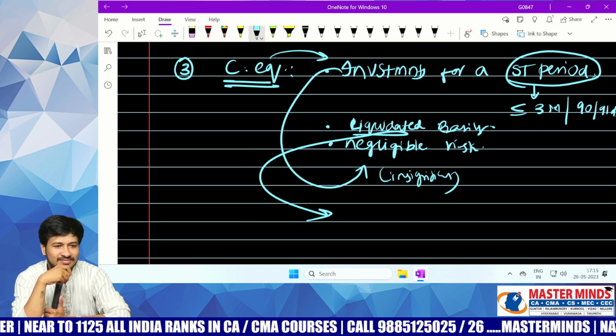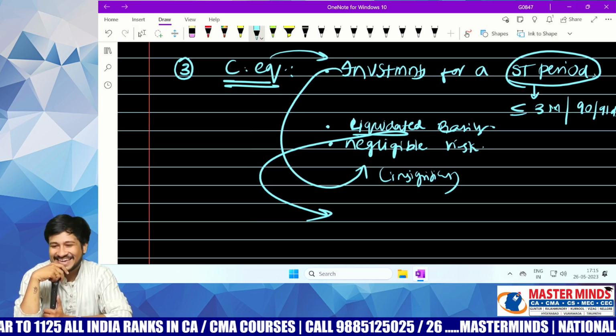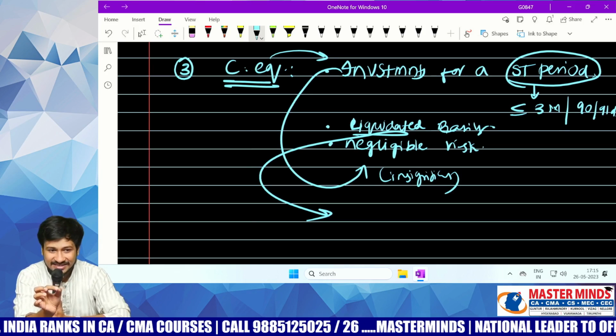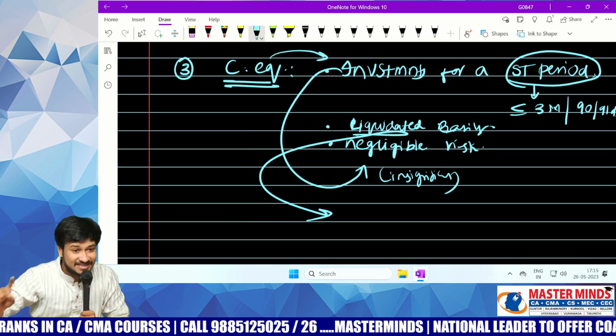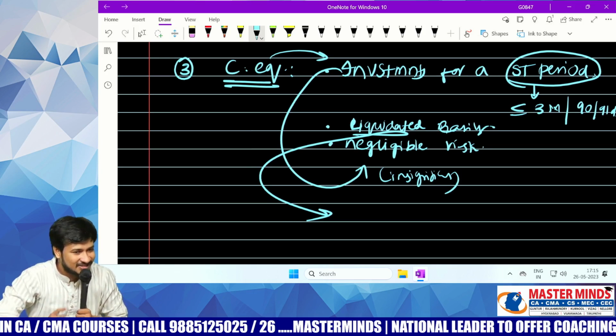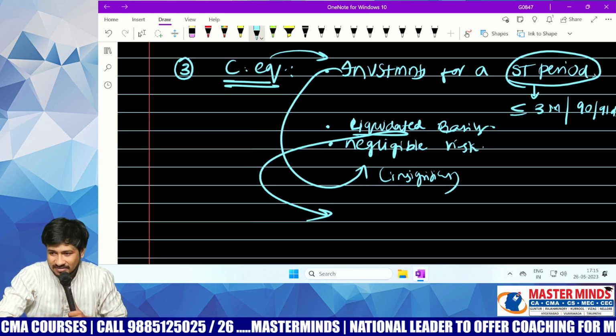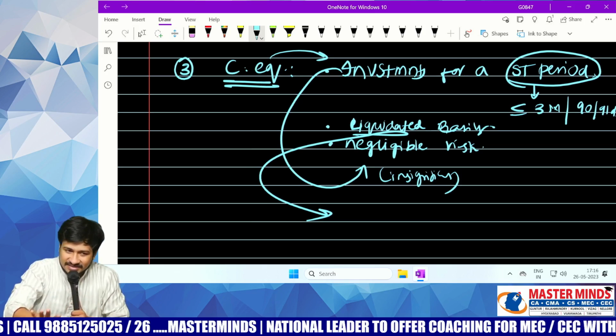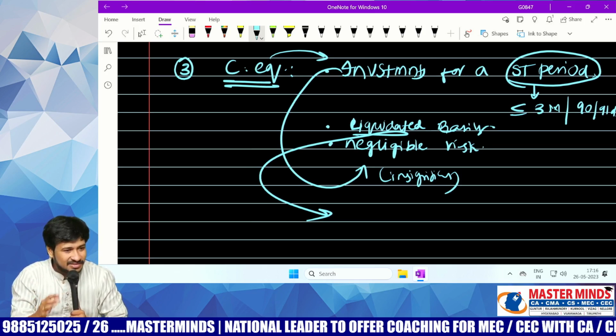Yes. It's a cash equivalent. The reason is very simple: generally, equity shares will be traded in the market, but not preference shares, and not debentures. If at all a debenture is getting traded in the market, then again we will say it is a riskier thing.